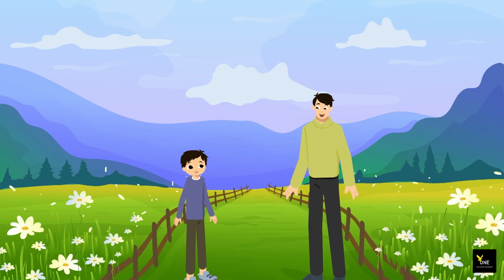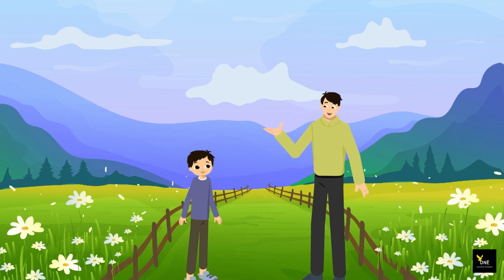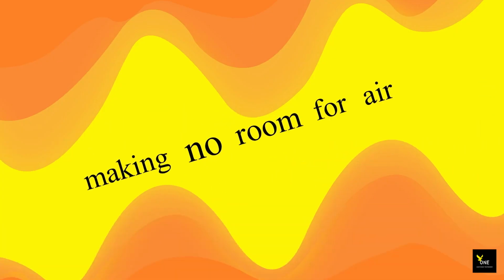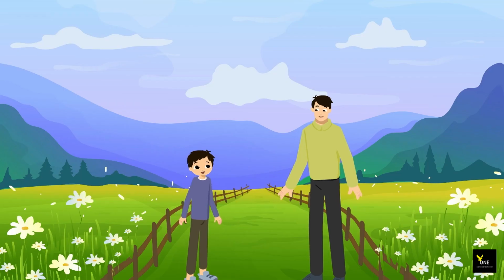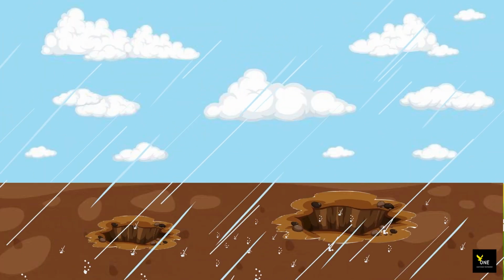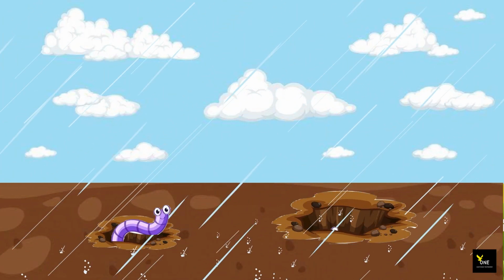You are really quick today. I was just going to tell you that. So just like you already noticed and know, the water will fill the air spaces in the soil, therefore making no room for air. This will cause these animals to come up to respire. Oh, I get it now, Dad. Is this why when it rains, the worms come on the surface of the soil?